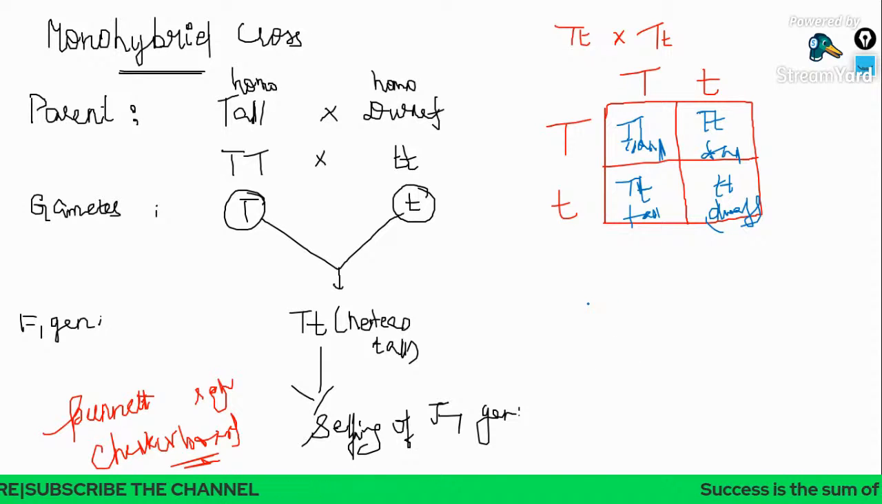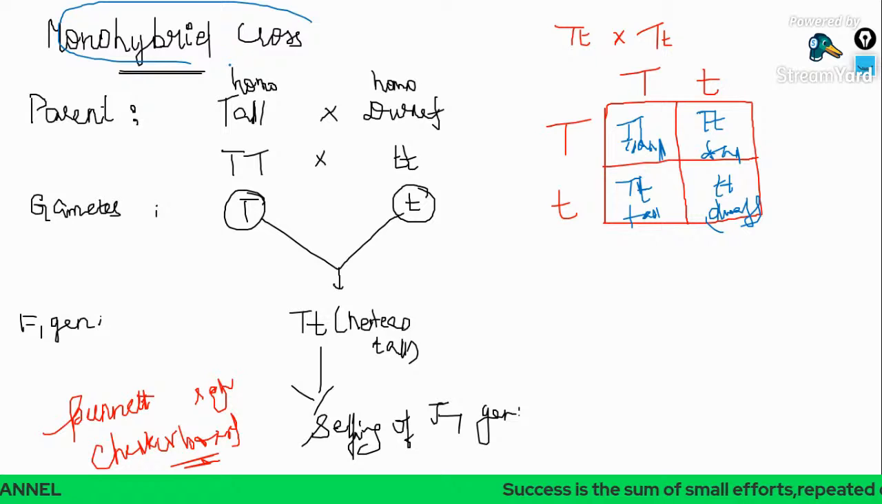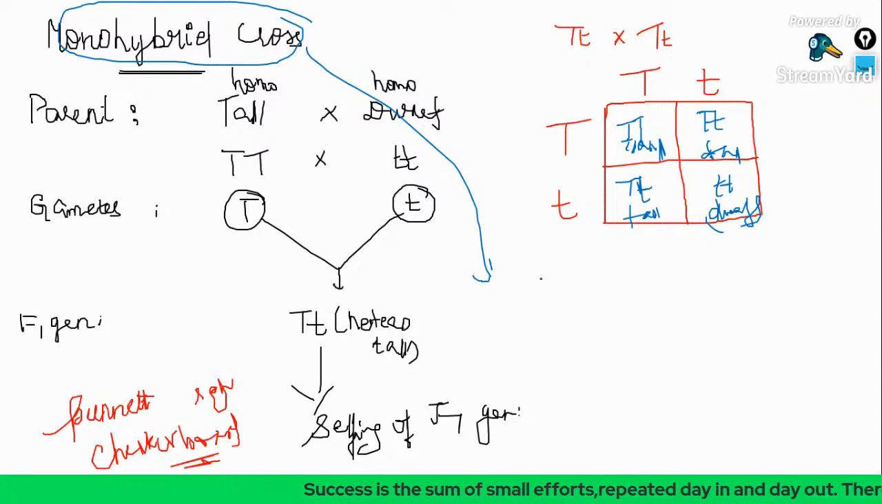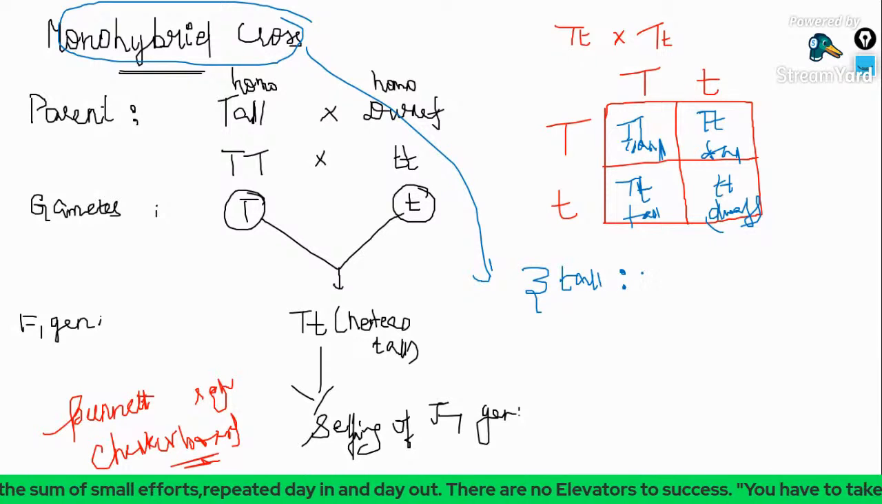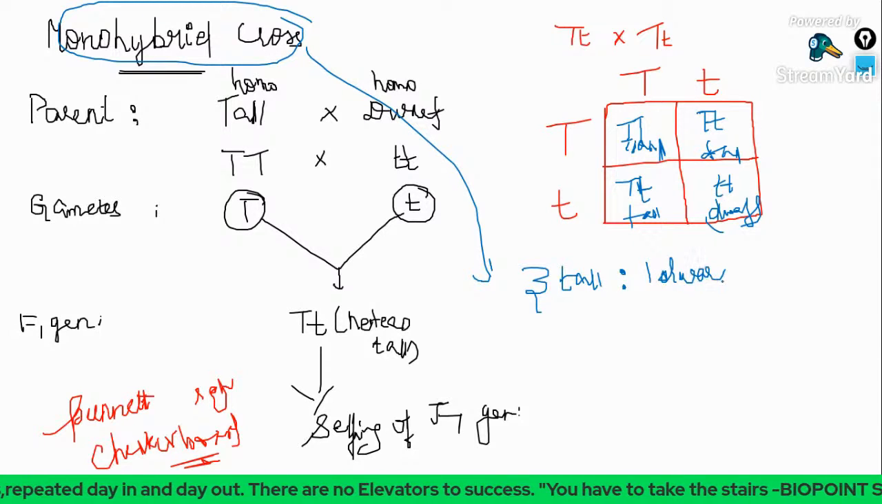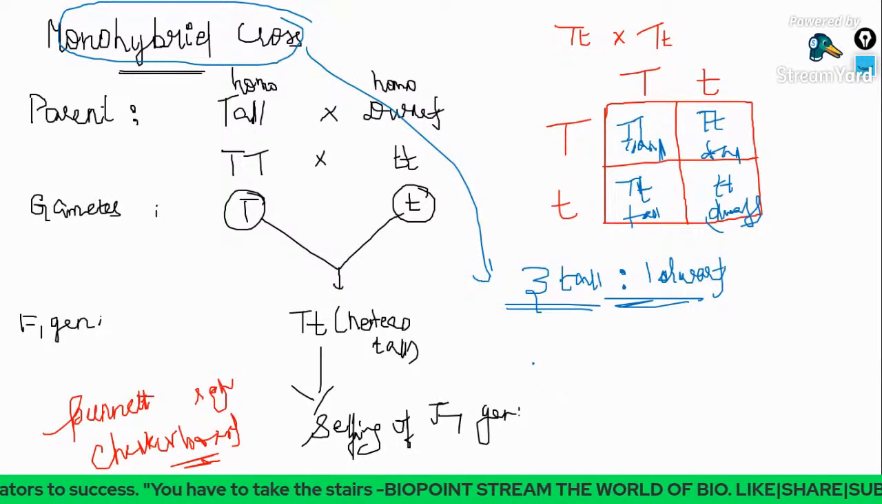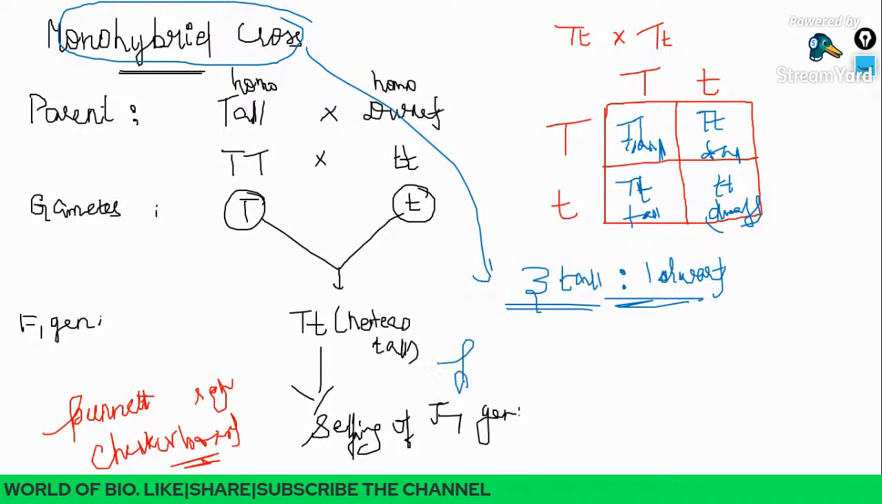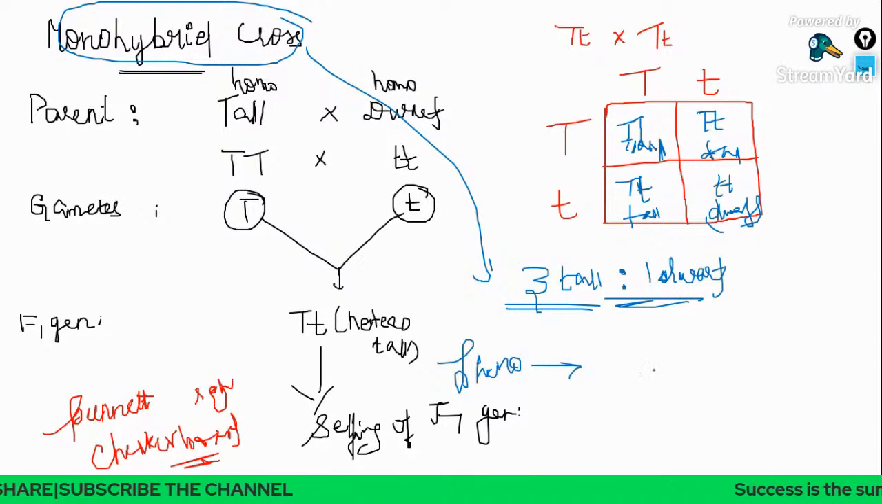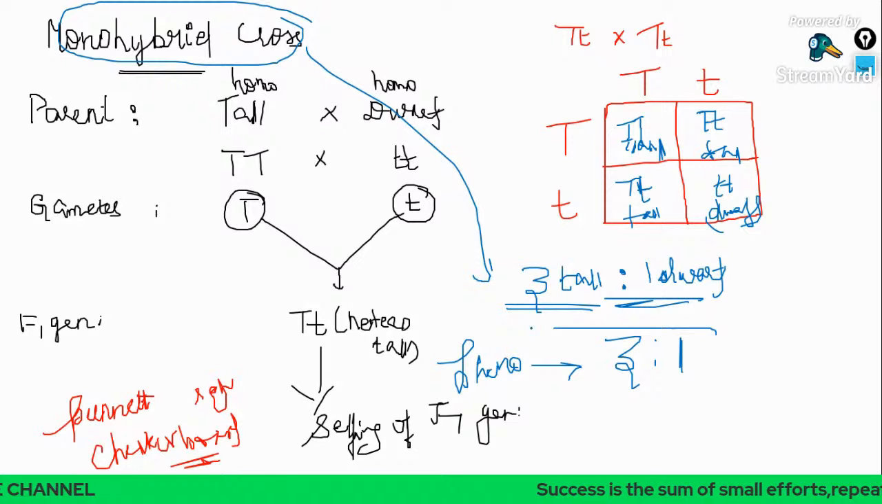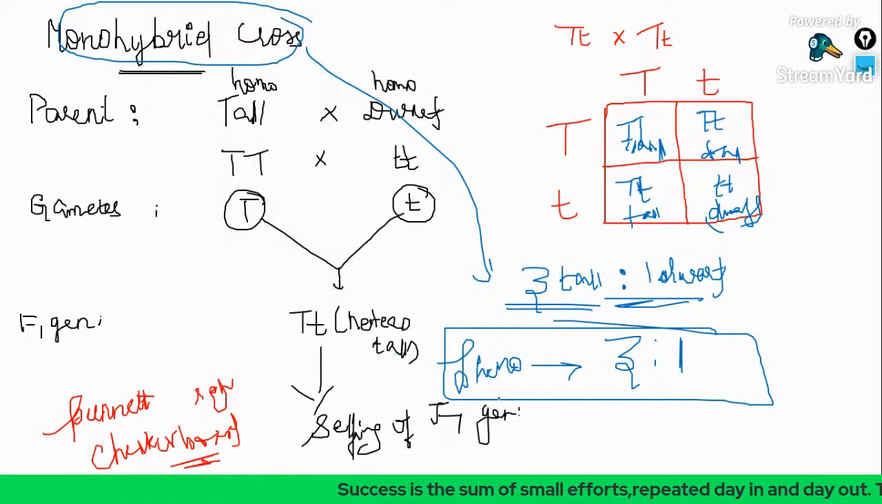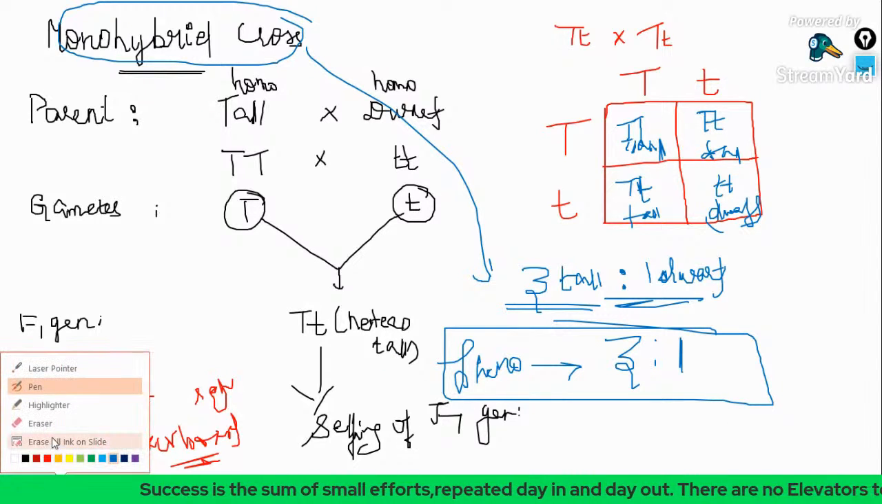From this monohybrid cross, you get a ratio where three progenies obtained are tall and one progeny is dwarf. So 3 tall is to 1 dwarf. That is what we observe: the tallness or height of the plant. That is said to be the phenotypic ratio. The phenotypic ratio of the monohybrid cross is 3 is to 1.